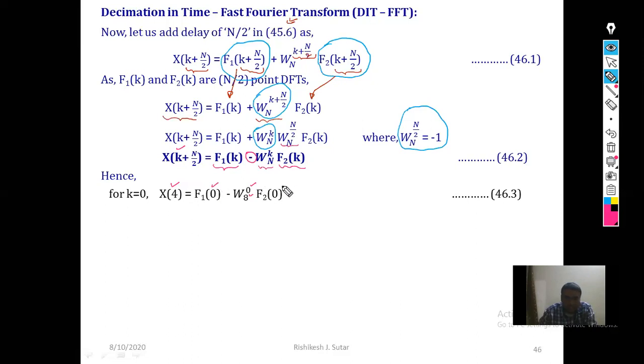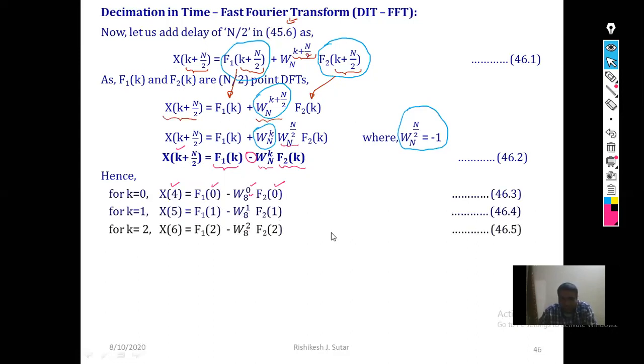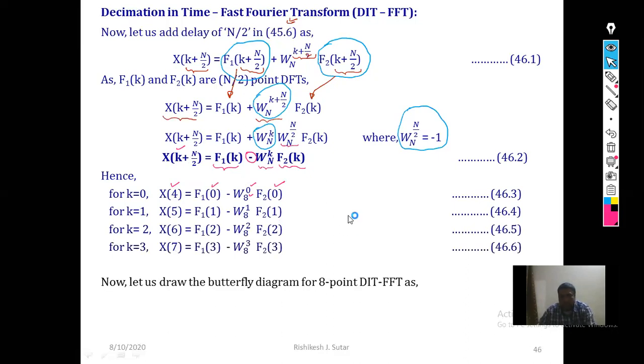So it is w at 0, f2 of k, so it is equal to f2 of 0. So like this, just as I have found out x of k plus n by 2 for k equal to 0, I can do it for k equal to 1, I can do it for k equal to 2, I can do it for k equal to 3.